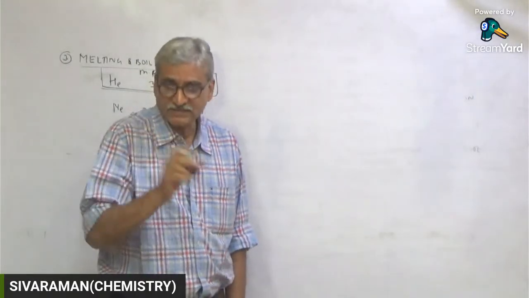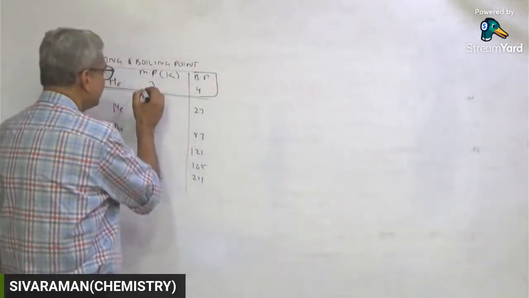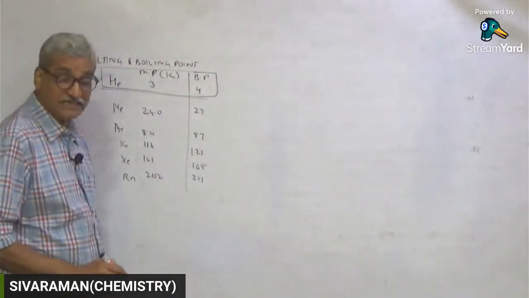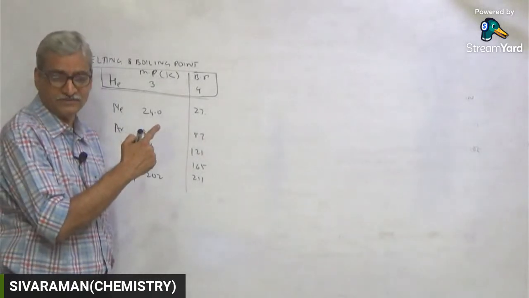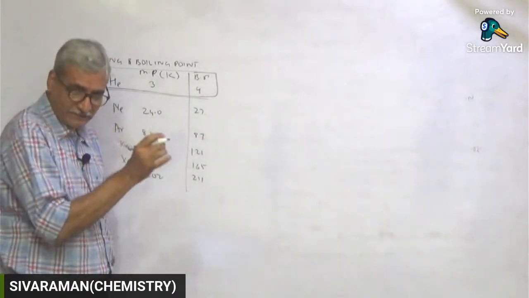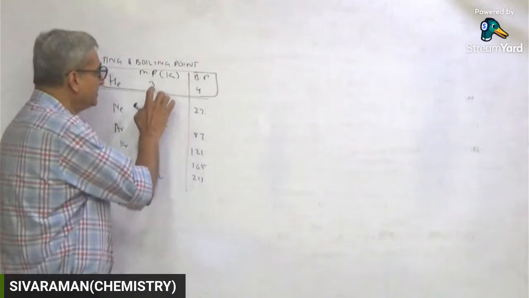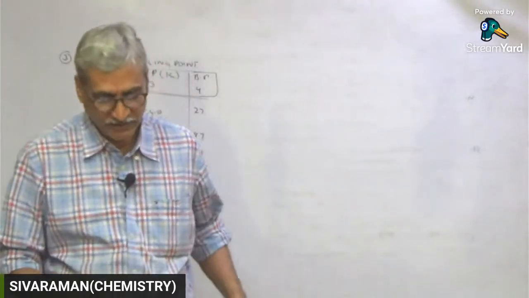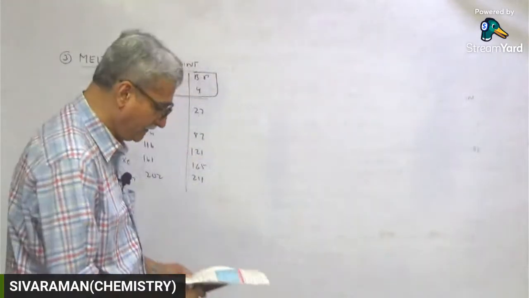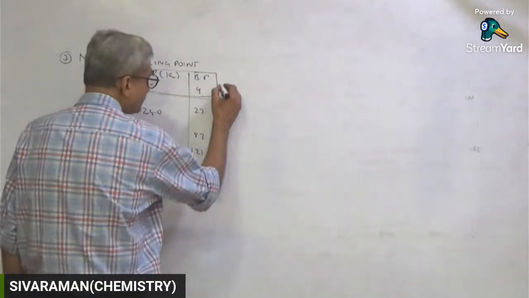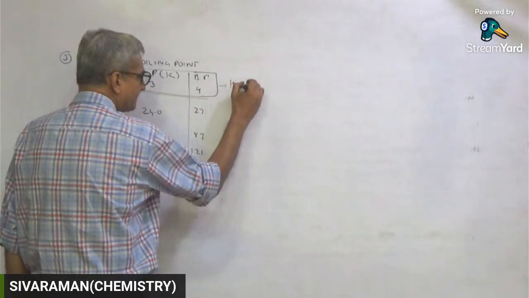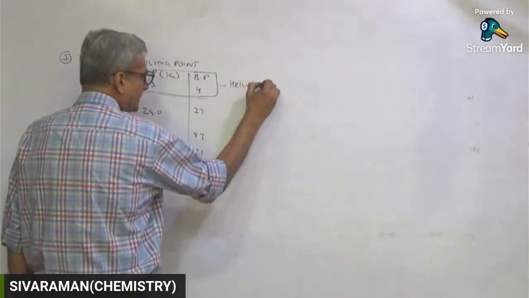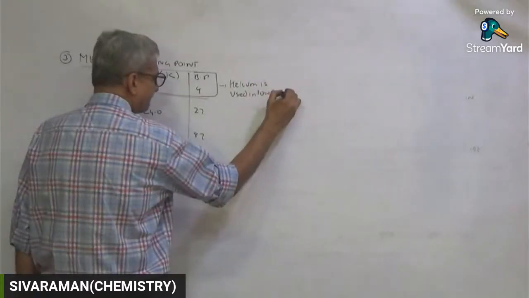The lowest temperature that we can come to is with helium. That is why you find helium is used in low temperature studies. If you want to come to absolute zero, it is very difficult. This is coming nearest, 3 Kelvin and 4 Kelvin. The boiling point is 4 Kelvin. That's why helium is used in low temperature study.